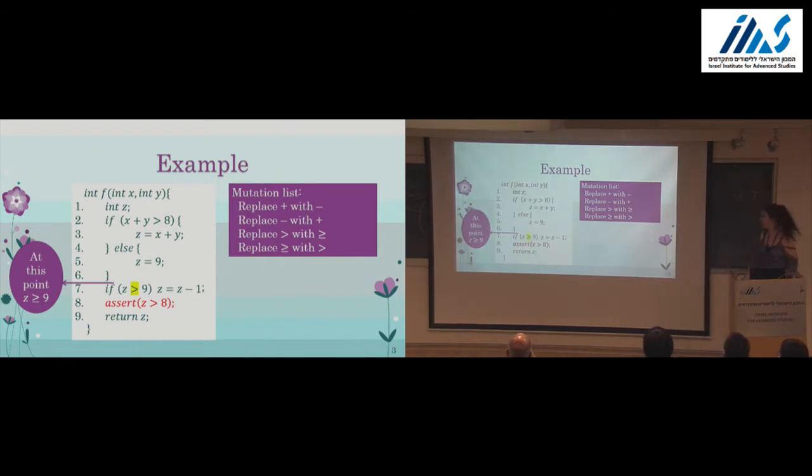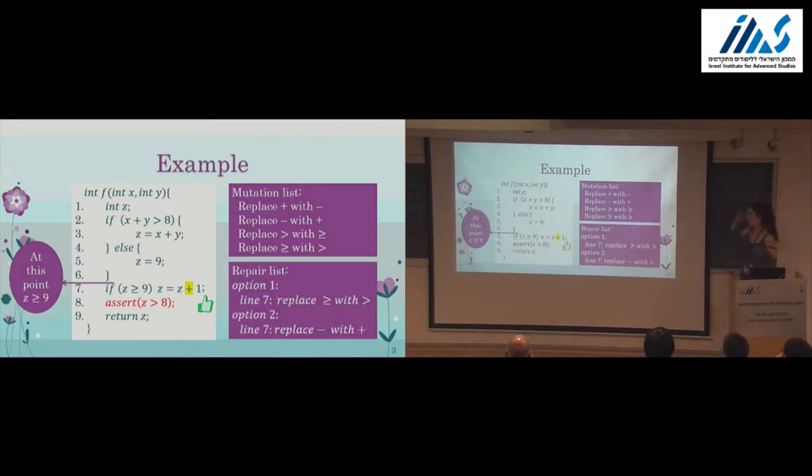One way is we can replace the greater or equal with a strictly greater than, and now we won't have this problem anymore. There is also another way to fix this problem, which is to replace the minus with a plus, and then, of course, z will always be strictly greater than 8. So what we would expect our algorithm to output in this case is a list with two options: one that says replace the greater or equal with the greater than, and one that says replace the minus with a plus.